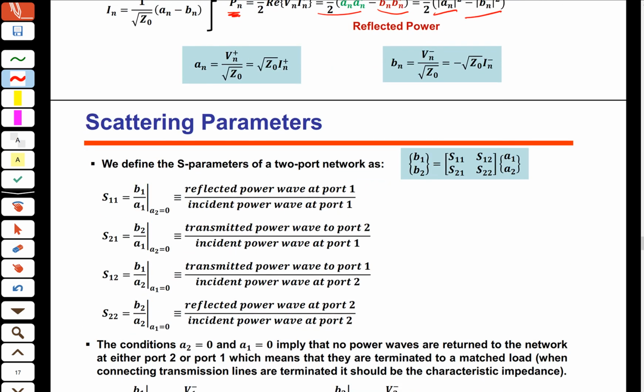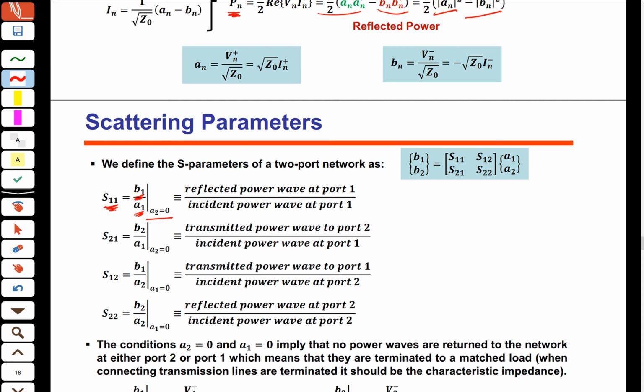I mean the reflected power. For example, we define S11 as the reflected power divided by the incident power. I mean how much power I send to port 1, then how much power I receive at port 1 when there is no power at port 2. What does it mean when there is no power at port 2?